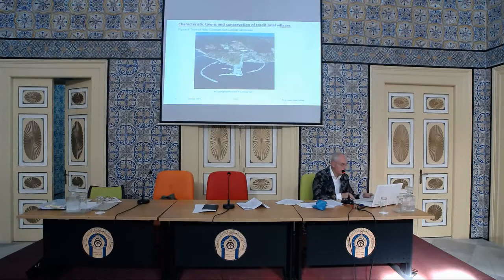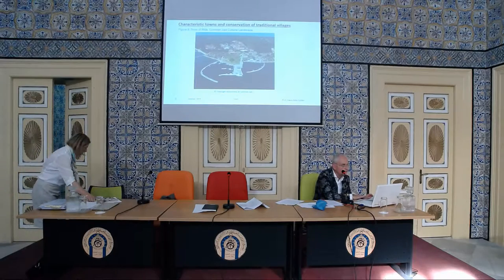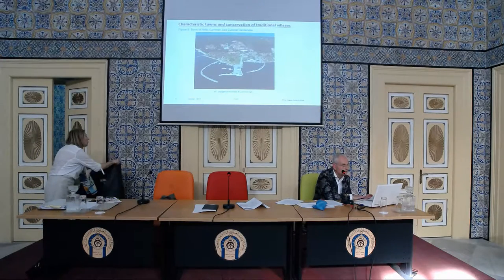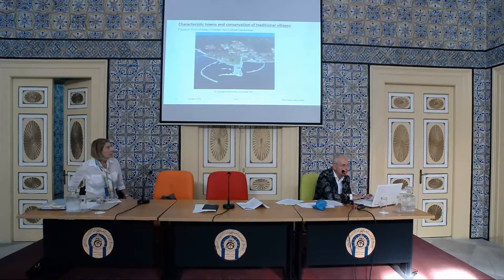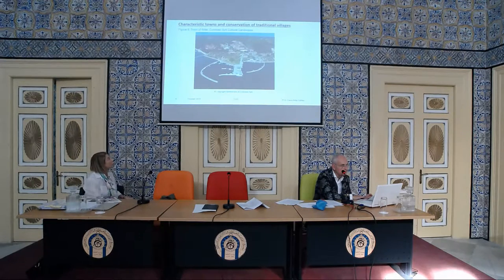Next one is the Kronion Spit in Lithuania. Here is a view of a small town called Nida, which was a part of Germany until 1923 and then became Lithuania. Kronion Spit in Lithuania is a cultural landscape with many towns and small villages, and it's a World Heritage Site in Lithuania.